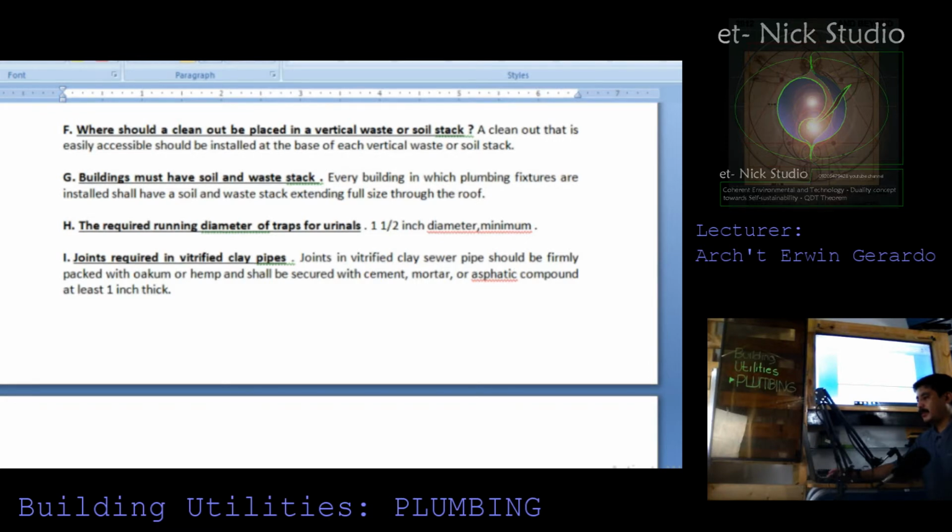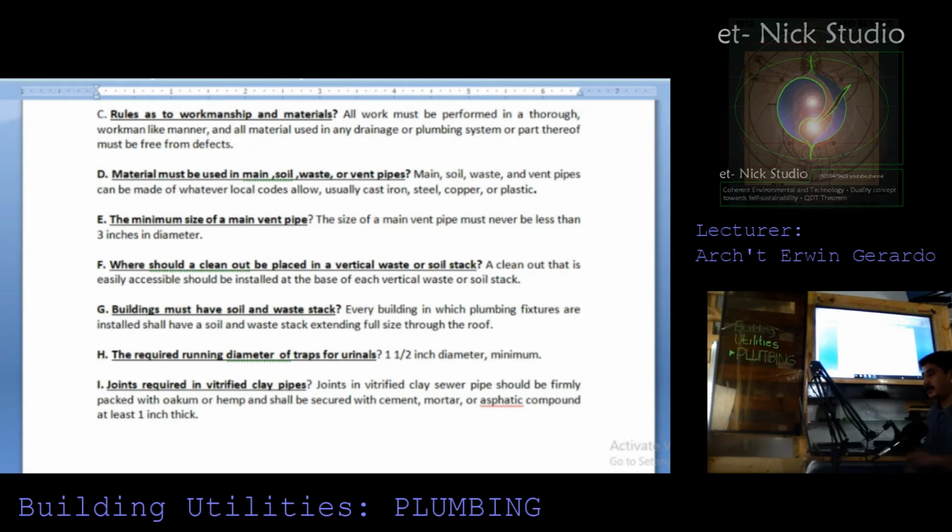Buildings must have a soil and waste stack. Every building in which plumbing fixtures are installed shall have a soil and waste stack extending full size through the roof.